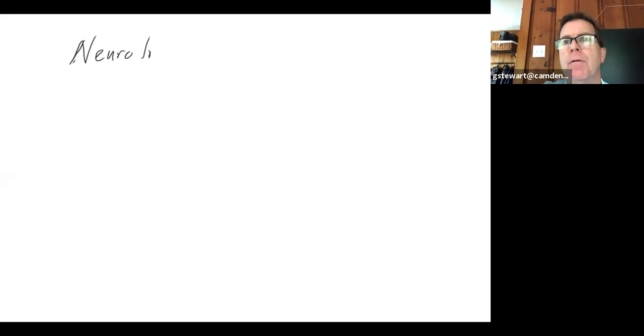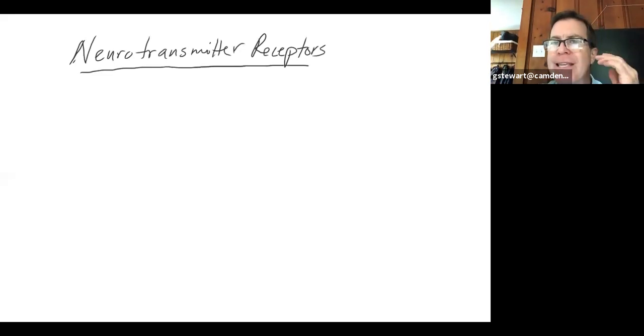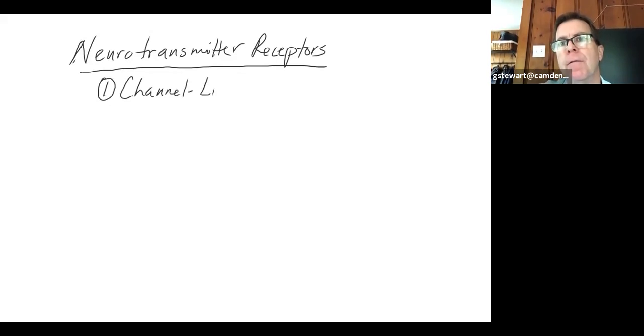I'm just going to write neurotransmitter receptors. What we're talking about in this last topic is the actual proteins on the membranes of the postsynaptic cell and how they're configured. And there are two major types of proteins and how they act. So the first type are called channel-linked receptors.